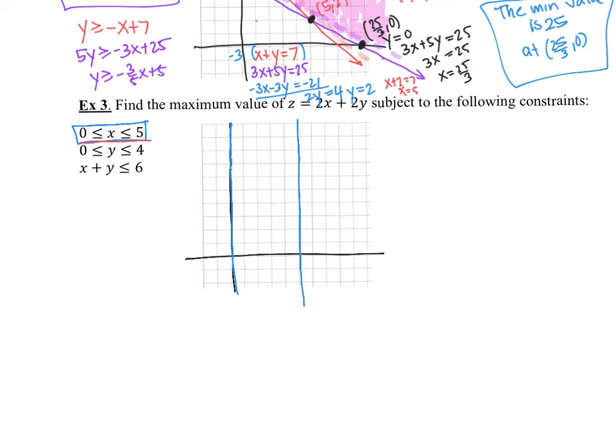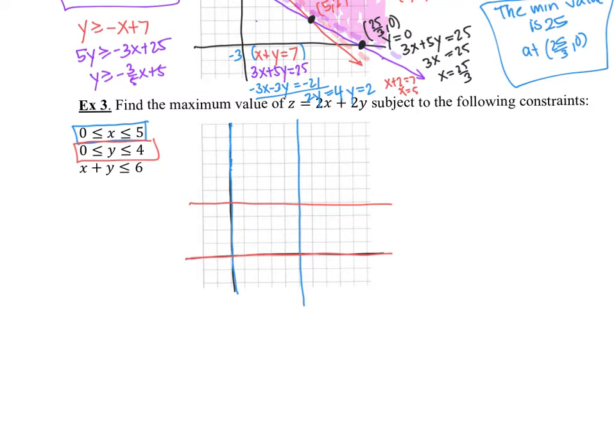Okay, now it tells me 0 is less than or equal to y is less than or equal to 4. So I have to stay between y equals 0 and y equals, oops, that's y equals 3. Y equals 4. 1, 2, 3, 4. Okay, so now I'm looking at this rectangular region right now.